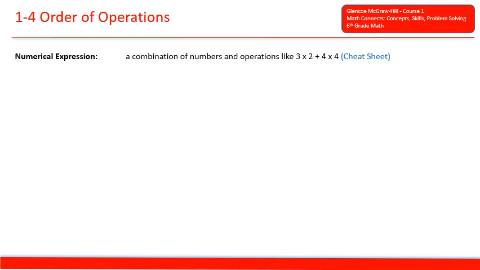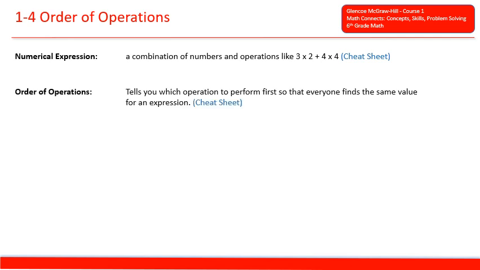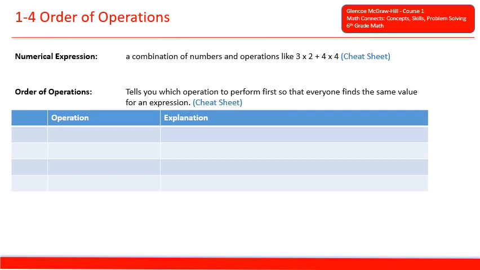Numerical expressions. A combination of numbers and operations like 3 times 2 plus 4 times 4. So you have the numbers and then the operations like times and addition, multiplication and addition. Order of operations tells you which operation to perform first so that everyone finds the same value for an expression. So we have a way to determine what we do first.